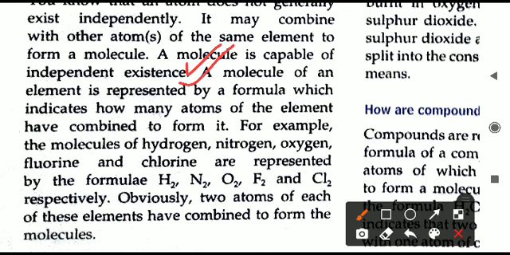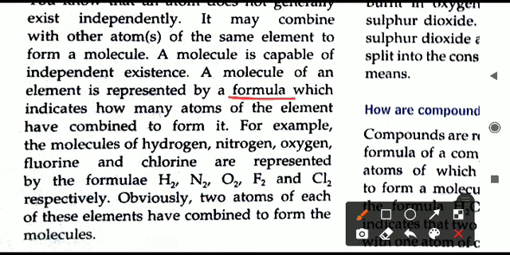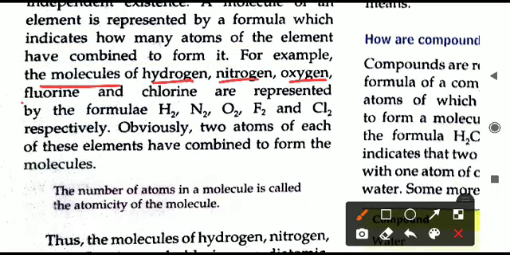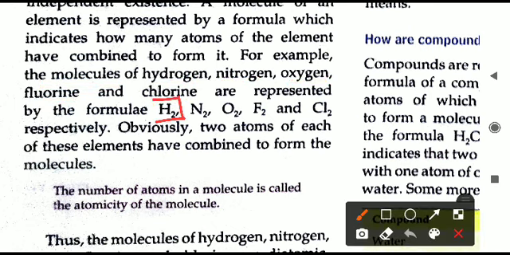A molecule is represented by a formula. In the previous video we discussed that an element is represented by a symbol. But if a molecule has to be represented, there is no symbol there. What is there? It is a formula. This formula will inform us how many atoms of the element have combined to form it. For example, the molecules of hydrogen, nitrogen, oxygen, fluorine, chlorine, all have certain formulas, like H2. H2 is the formula of the hydrogen molecule.